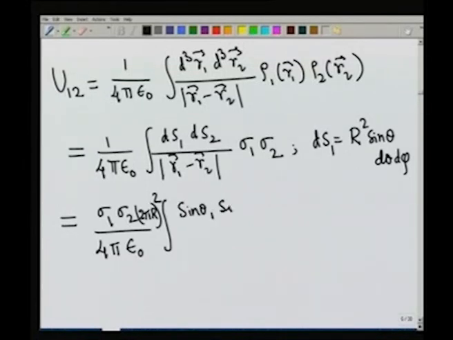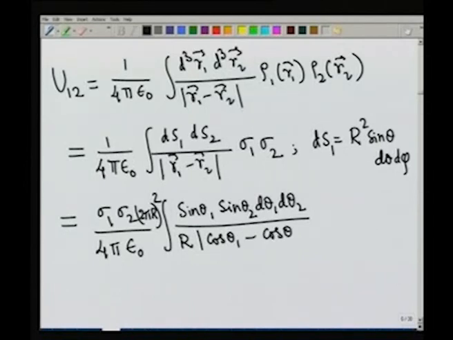Sin theta 1 sin theta 2 d theta 1 d theta 2 is what I have, and I have to write my expression for r, and you can convince yourselves that this expression mod r1 minus r2 is nothing but r mod cos theta 1 minus cos theta 2. So, I am employing my spherical polar coordinate system here. If I have a point P, x, y, z, this angle theta is what the radius vector makes with respect to the z-axis.